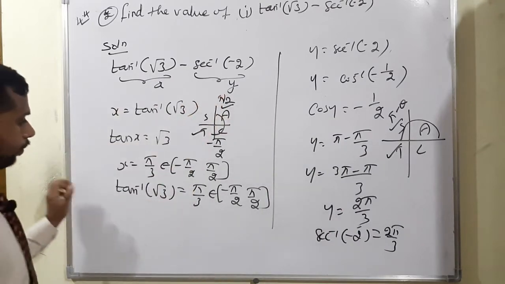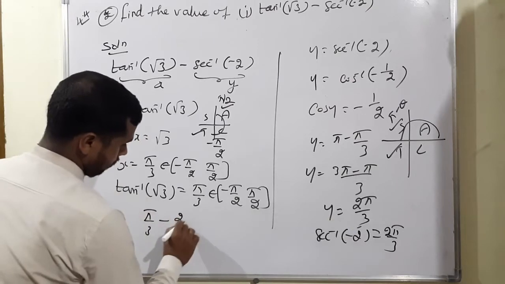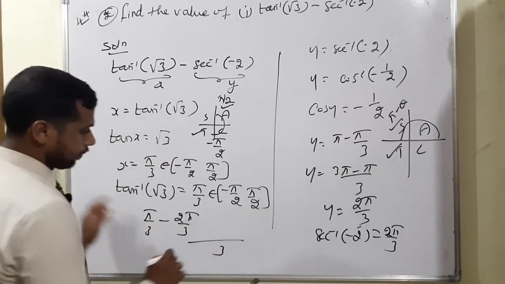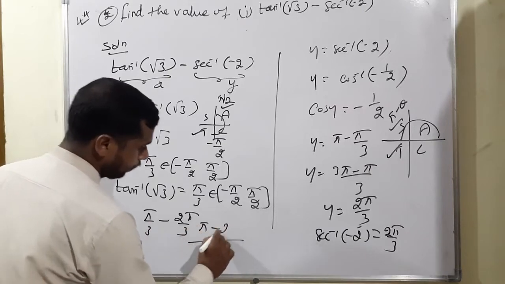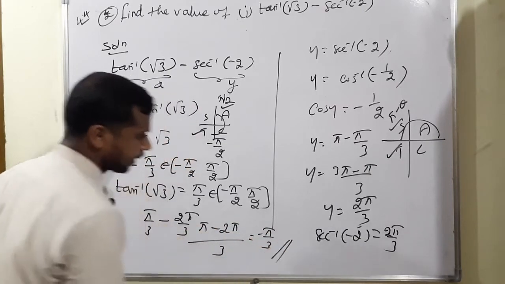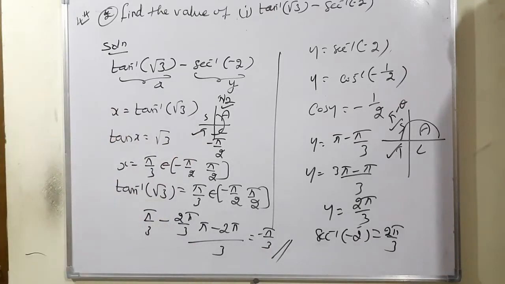What is the x value? Pi by 3 minus 2 pi by 3. With a common denominator of 3, we can write it directly as numerator pi minus 2 pi. Therefore, the answer will be negative pi by 3. This is the answer for subdivision 1. Okay, I am moving to subdivision 2.